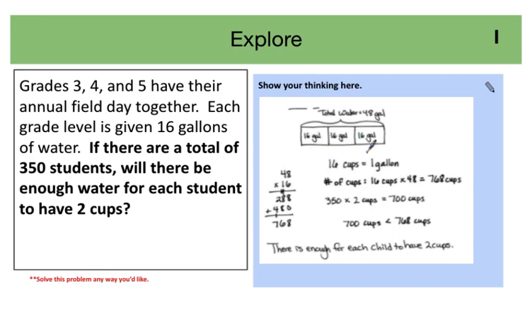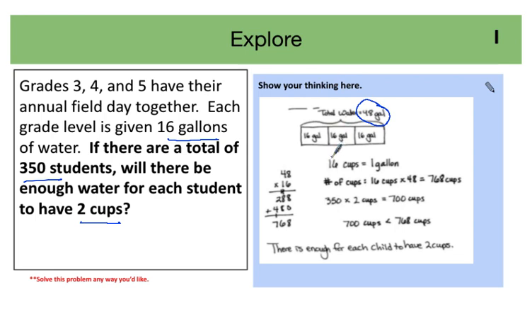Grades 3, 4, and 5 each get 16 gallons of water. In total, it's 48 gallons of water. Now, what we notice here is our units are gallons and cups, right? So we want to find out if 16 gallons per grade, for a total of 48 gallons, is going to be enough for each kid. There are 350 kids if they can get 2 cups of water. So let's take a look.